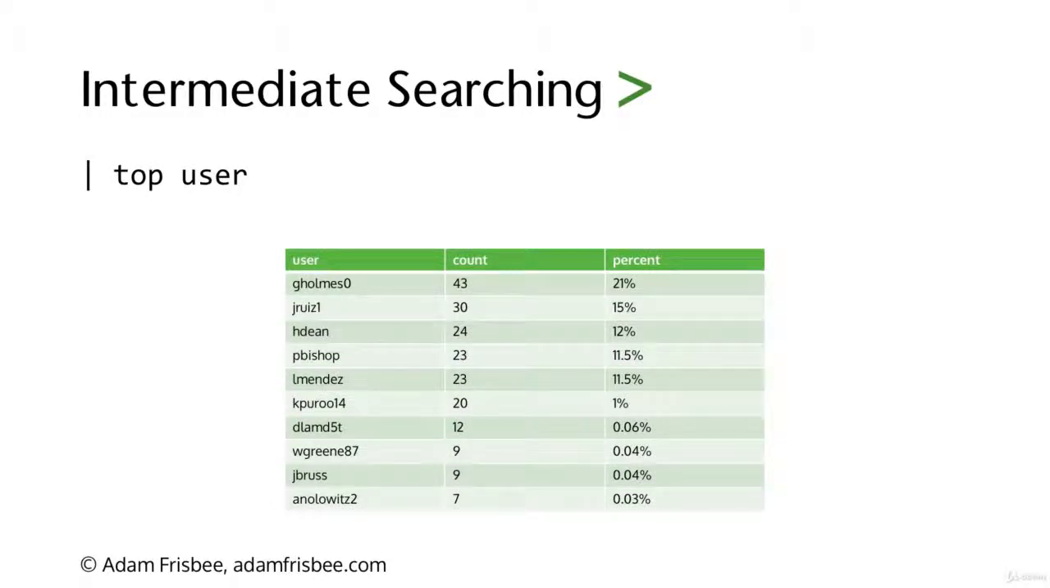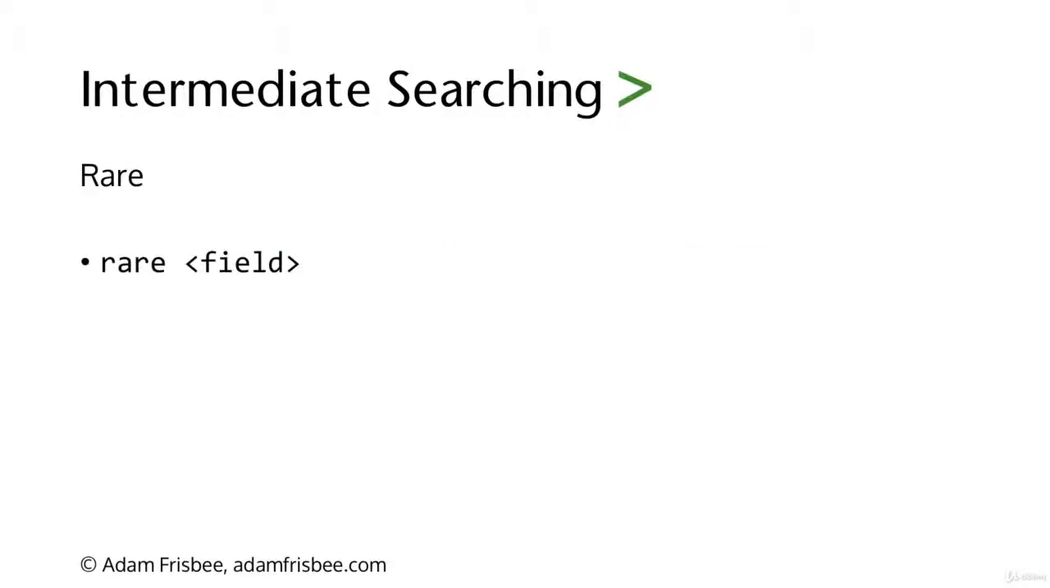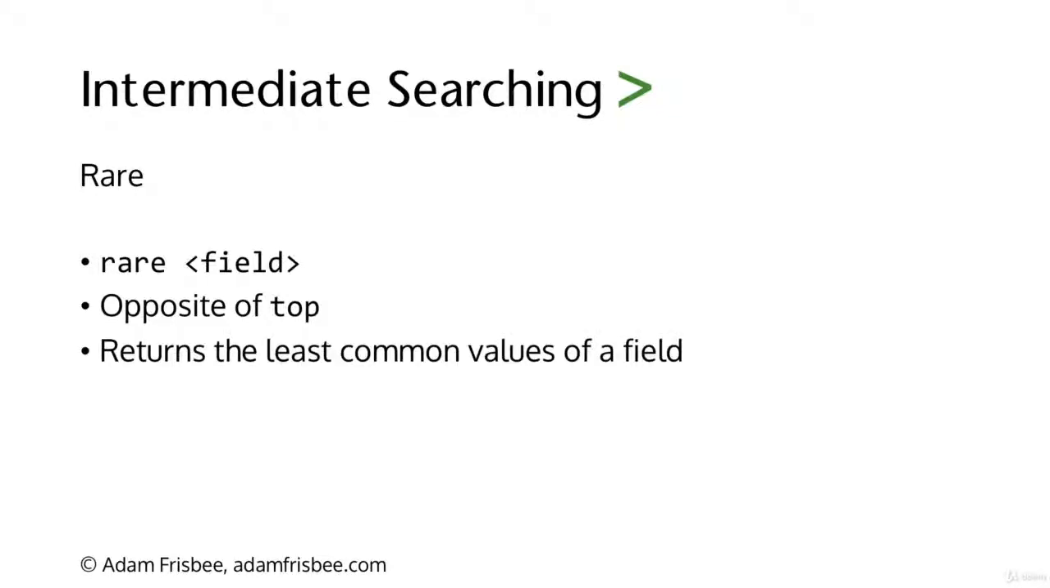Here's an example of top user, if there was a field called user. It returns the top 10 users with the highest count, and then it tells you the percentage. Another important command is rare, and it takes the same syntax, but it's exactly the opposite of top. It returns the bottom 10, the least common values of a field. We still get the identical options to top, and it still returns those additional two columns of count and percent.